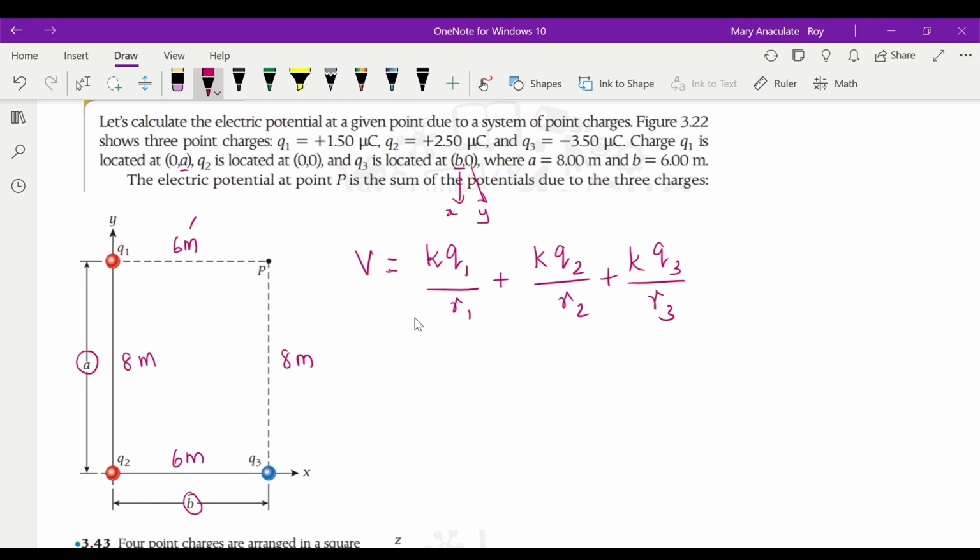Alright, so here we see the common term as K, and I would prefer to do one more step so that you save time while you're feeding the numbers in the calculator. So when you take the K outside, you get Q1 over R1 plus Q2 over R2 plus Q3 over R3. Now do we have the values for each one of them?